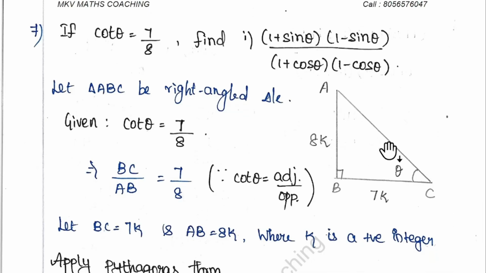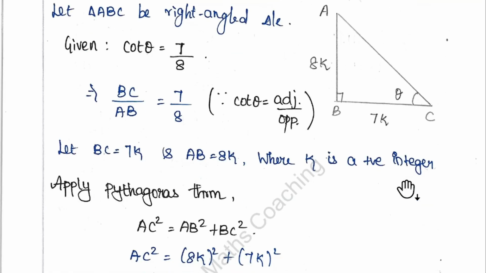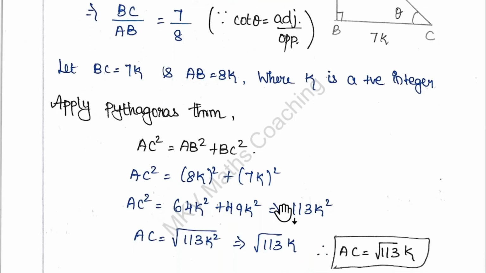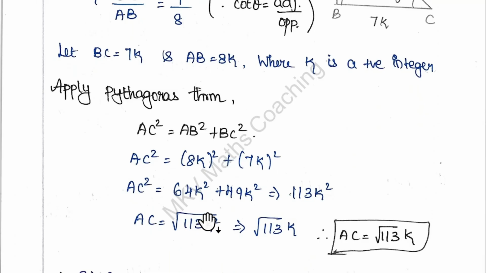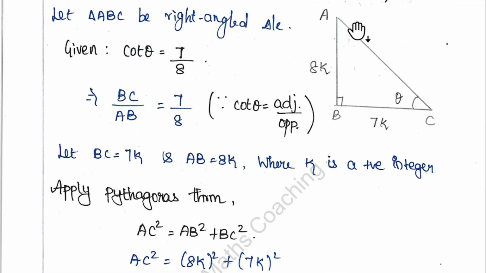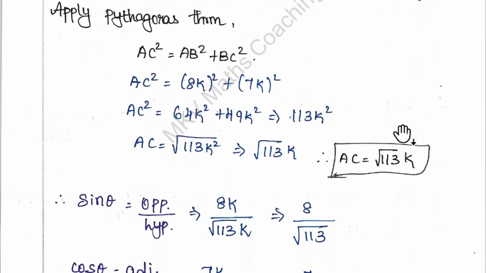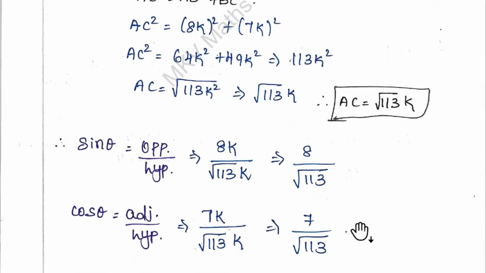Now how will you find the AC? Using Pythagoras theorem, right? AC square equal to AB square plus BC square. Just substitute the values and get the AC square. You'll end up with 113 K square. So if you take the root out of it, K square becomes K. It will come out of the root. Root 113 K is the AC value. Okay. You need to find sin theta and cos theta, right? Sin theta is opposite by hypotenuse. Opposite side is 8K. Hypotenuse is, just now we got, root 113K. So 8 by root 113. Cos theta will be adjacent by hypotenuse. So 7 by root 113. So you got the sin theta and cos theta values, no?